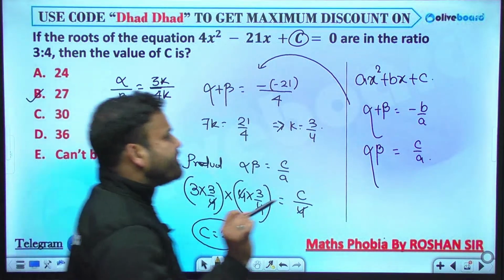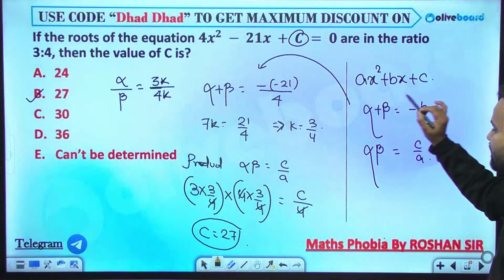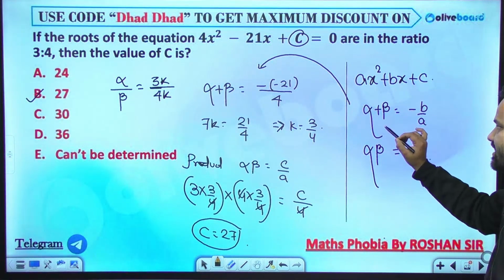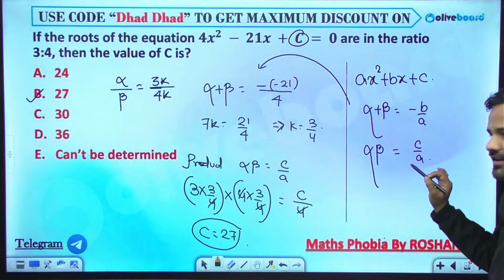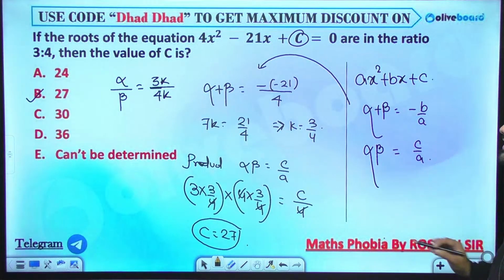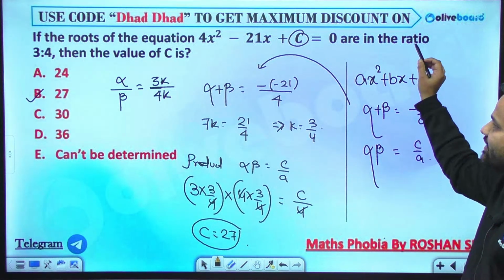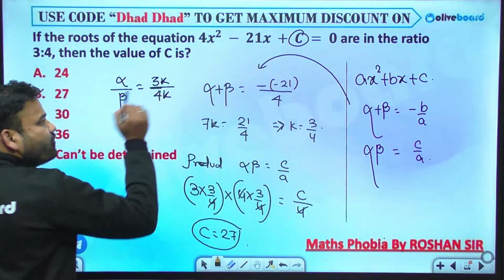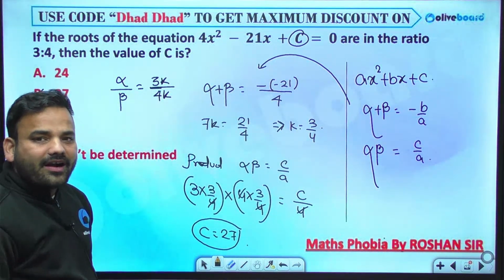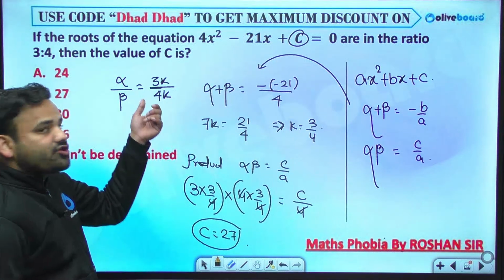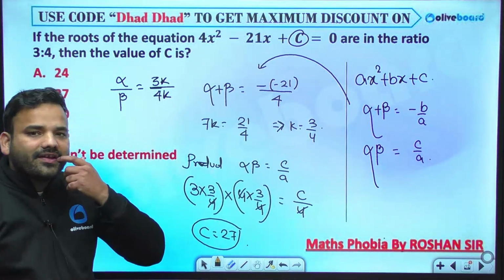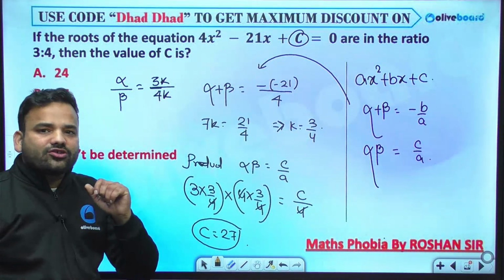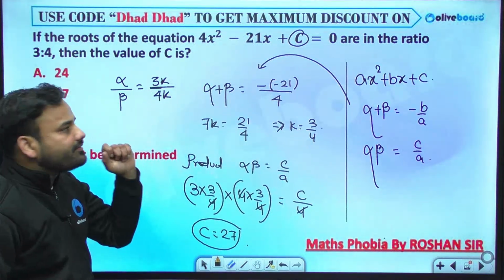Again, let me explain again. Any expression of the form ax square plus bx plus c will have the sum of roots alpha plus beta as minus b by a, and the product of roots as c by a. The roots were given in the ratio 3:4. So 3:4 can be written in the form of 3k and 4k, where k is the variable part attached with the ratios, which is called the highest common factor. In any ratio, if you are putting 3x or 4x, that x is the highest common factor. So here k is the highest common factor.